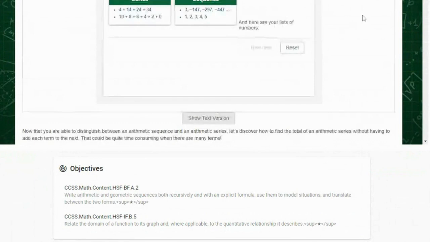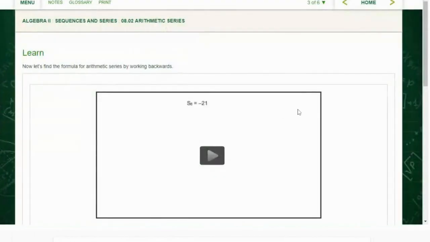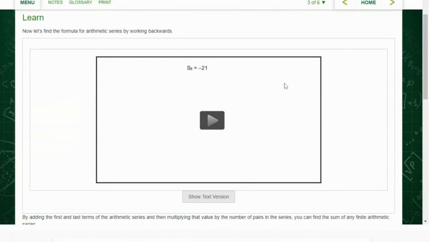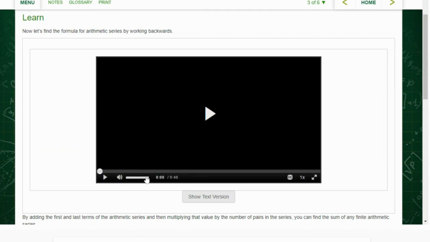All right, let's get into this on page 3. Then we'll hit our lesson somewhere around 4, so this isn't going to be quite bad. All right, now they want to find a formula for arithmetic series working backwards. Let me see what's going on with our volume on here, see if there's anything that would be causing a problem. Now we should have sound, if there is sound. See if there's sound this time.